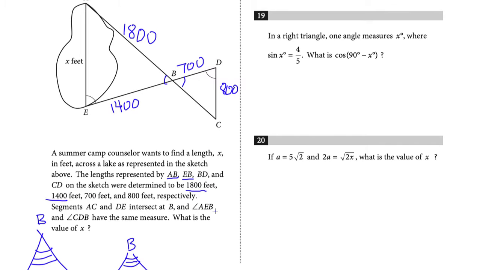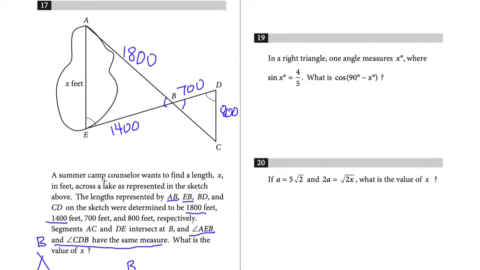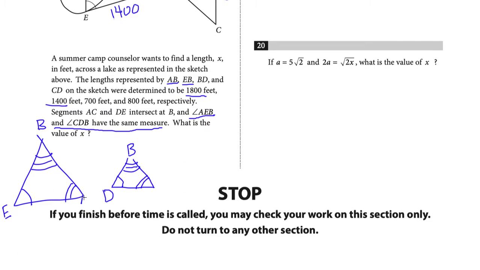Angle AEB and CDB have the same measure. This tells us our answer. So which two angles are the same? Give me 2 letters that are the same. Monse? E and D. So E should match up with D, and then by process of elimination we have A and C. We have labeled our triangles.